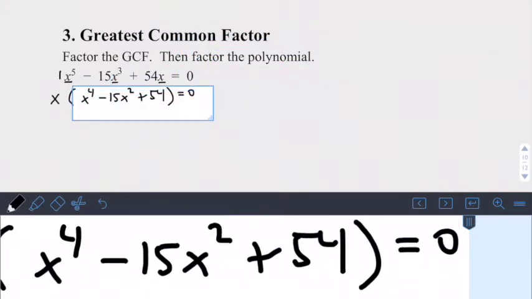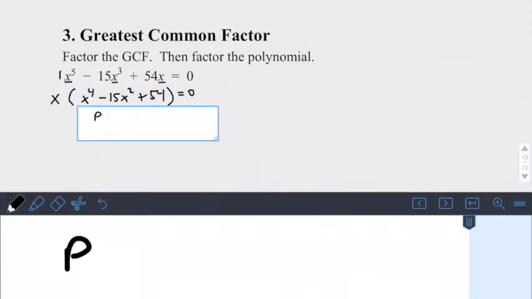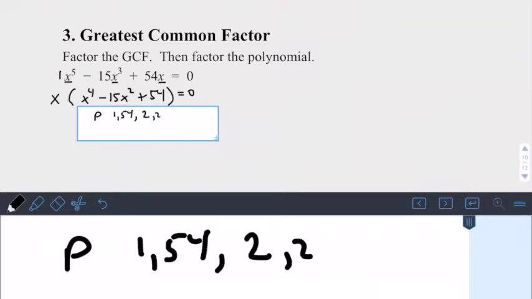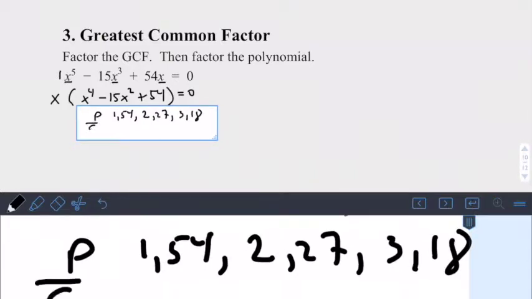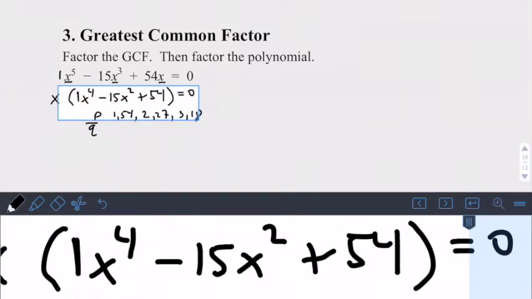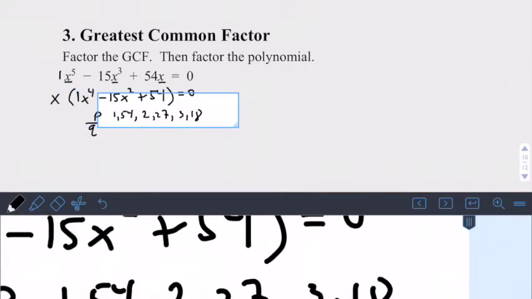There's a couple things that I could do, but what I'm going to do is use my rational roots theorem. So my p, we have 54, so 1 and 54, 2 and 27, 3 and 18, and we divide by q, factors of 1, so we divide all of those by 1, which isn't going to do anything.